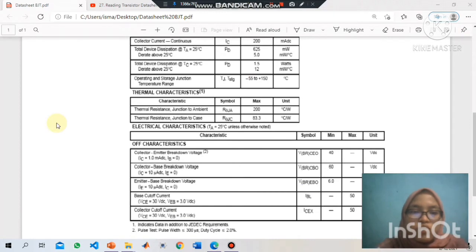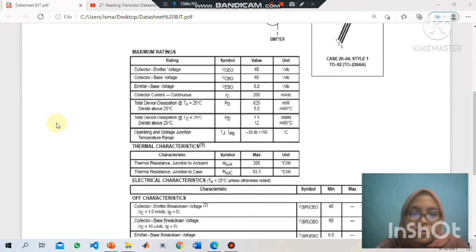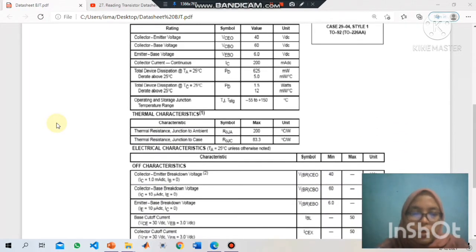Okay, right now we will move to the thermal characteristics of this 2N3903 model of transistor from Motorola. The first one is the thermal resistance junction to ambient. The symbol is RθJA, junction to ambient. The maximum thermal resistance for this transistor is 200 degrees Celsius per watt. The second one is the thermal resistance junction to case. The symbol is RθJC. The maximum resistance is 83.3 degrees Celsius per watt.